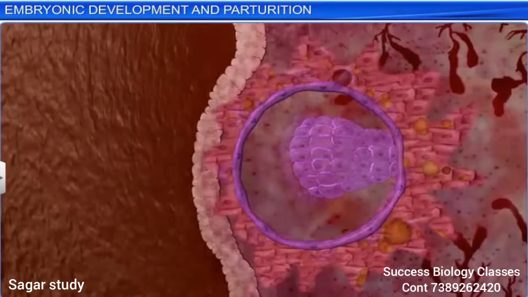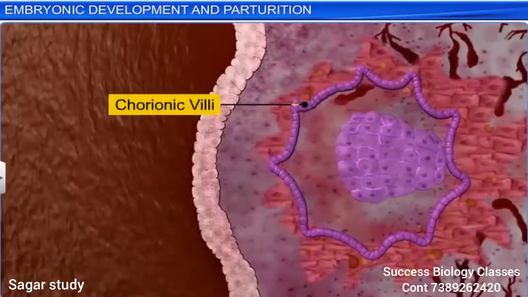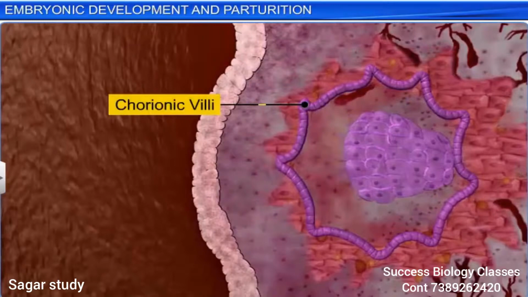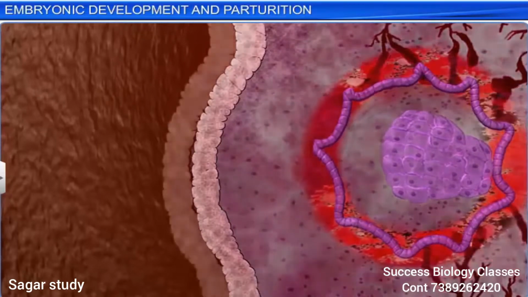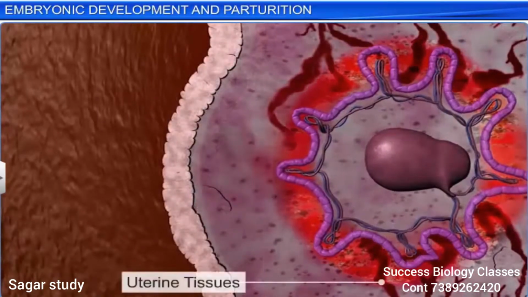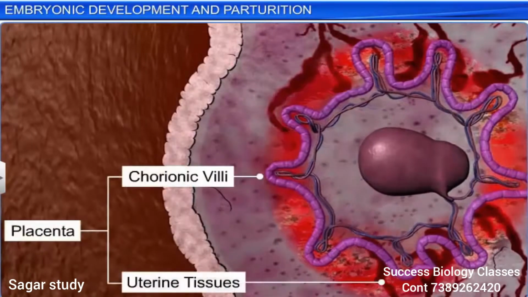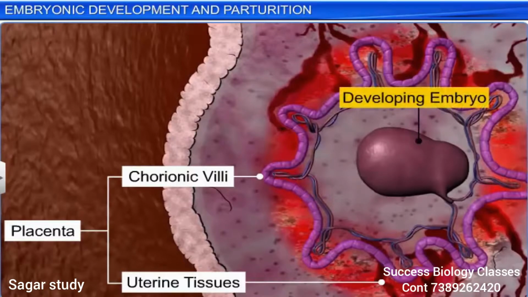As the blastocyst sinks further into the uterus, finger-like projections called chorionic villi start appearing on the trophoblast. As the chorionic villi grow further, they interlock with uterine tissues to form the placenta, a structural and functional unit between the developing embryo and maternal body.